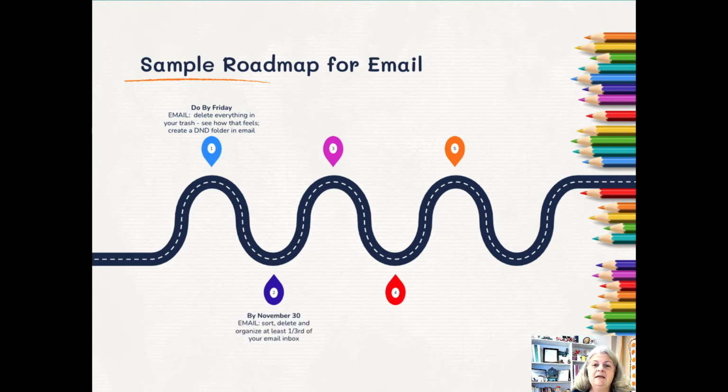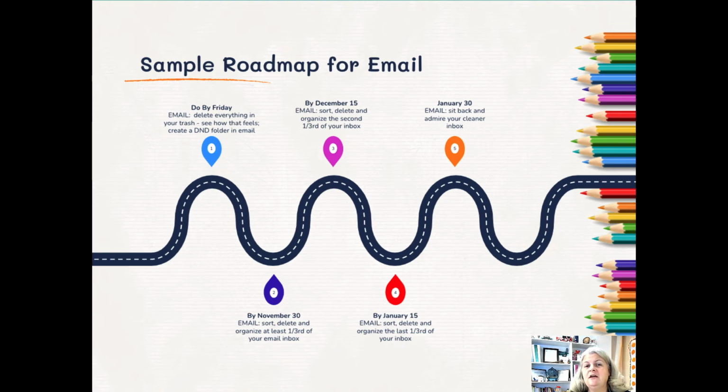And know that you're probably going to have to chunk it out in smaller pieces to be able to do it. And then by November 30th, I would sort, delete, and organize about a third of your email inbox, including the subfolders. And then by December 15th, do another third. By January 15th, do the last third. And then by the end of January, you can look back and say, okay, now it's as clean as it's going to be, and whatever I know I need to save that's older than 2 years old, remember, is going into that DND folder that you've created.